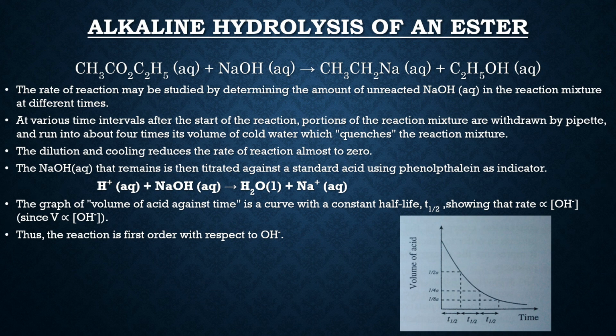Now this is the equation. Hydrogen ion reacts with hydroxide ion, forming H2O. Now, by drawing a graph of volume of acid against time, we get a curve with a constant half-life, showing that the rate is directly proportional to the concentration of hydroxide ion. So the reaction is first order with respect to hydroxide ion.